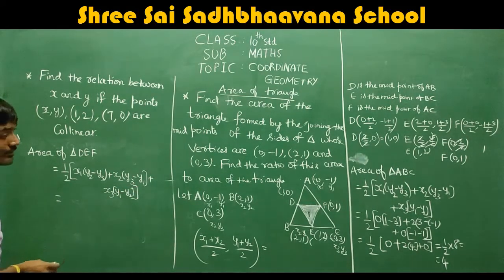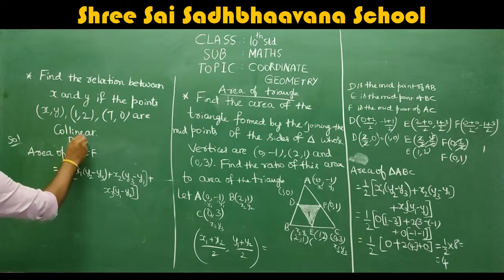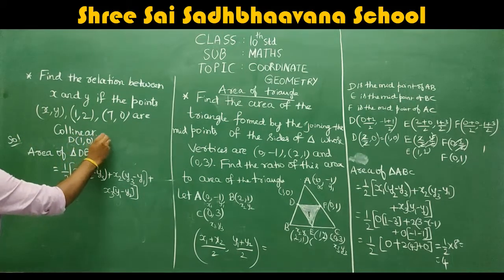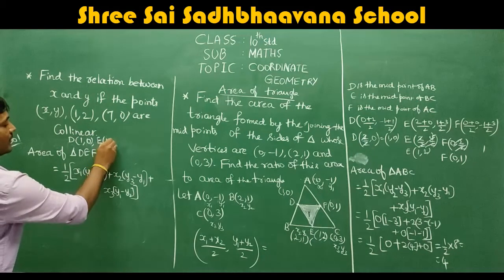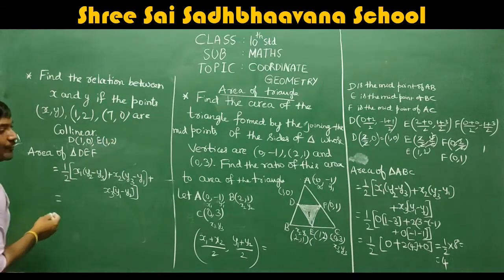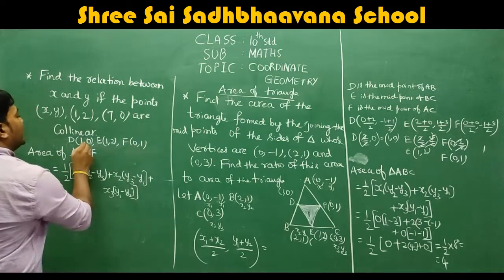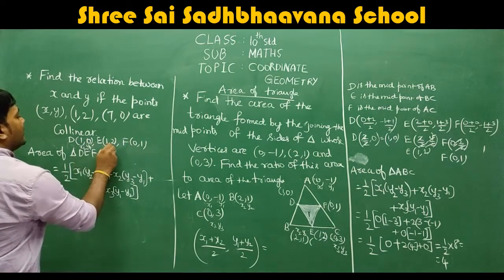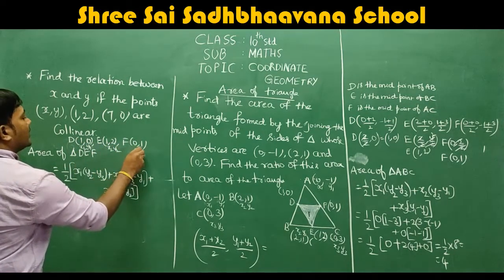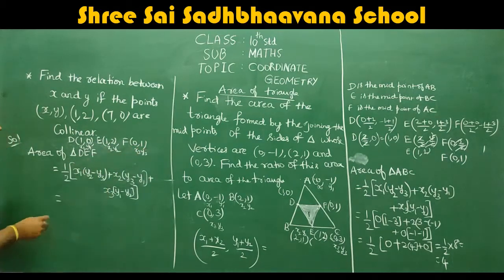What is D? We have D is 1 comma 0. What is E we have? We got 1 comma 2. Correct? And what is F we got? 0 comma 1. So take this as x1 y1, take this as x2 y2 and consider this as x3 y3, and you guys write with a pencil.